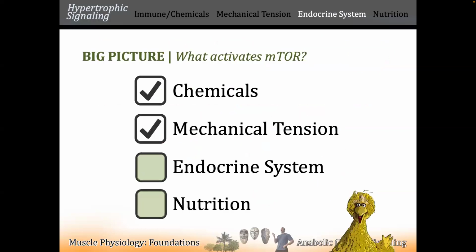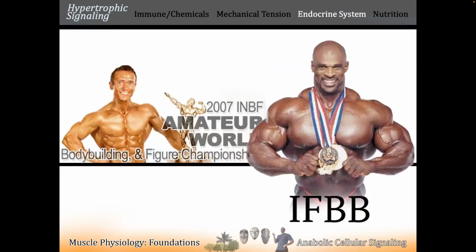Okay, let's move on. We're going to cover both the endocrine system and nutrition today. We'll start with the endocrine system. And so think of it like anabolic hormone supplementation. This is so effective. I mean, just look at Ronnie Coleman there on the right. That's a lot of hormones on board, exogenously administered hormones.